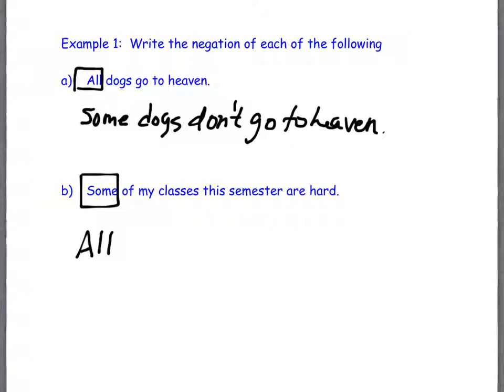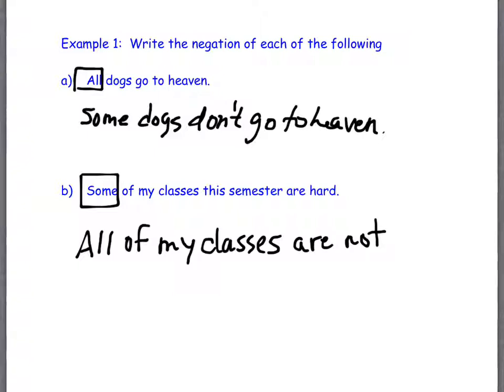So all of my classes, what? What would I have to do to actually make this statement reversed, negated? All of my classes are what? Be careful. Is it always hard and easy? Yeah, we need to be careful. All of my classes are not hard.